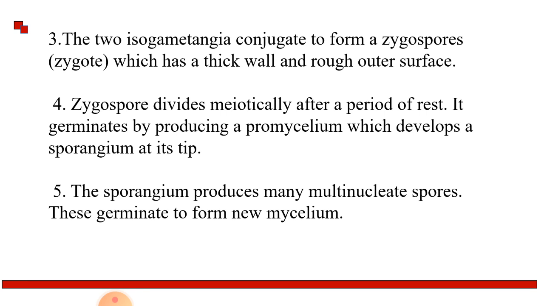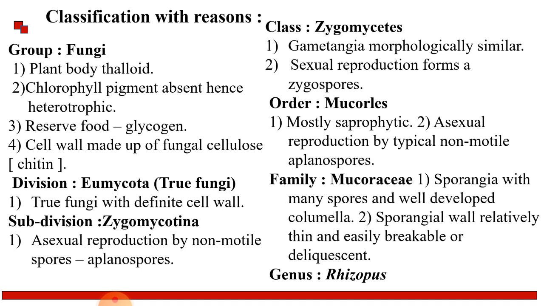Zygospore divides meiotically after a period of rest and germinates by producing a promycelium, which develops a sporangium at its tip. The sporangium produces many multinucleate spores. These germinate to form new mycelium. This is the classification of Rhizopus with reasons.